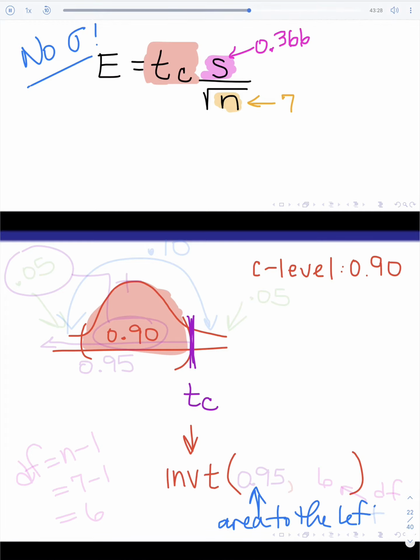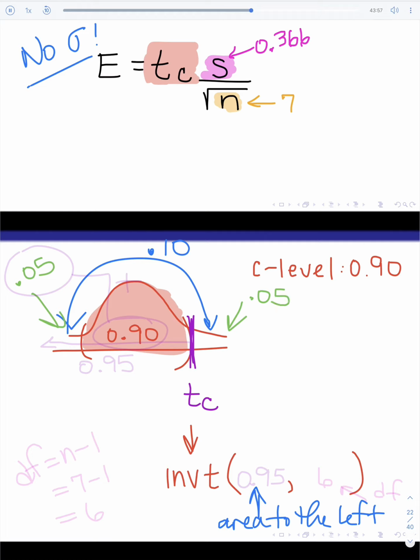So we need to come up with an area to the left first. Well, we don't have the entire area to the left. What we do have is part of it. So 0.90 is what's in the middle. Then that means between the two ends together, the other 0.10 is what's going to be between both ends, which means that each end separately will be just half of that, which is 0.05.